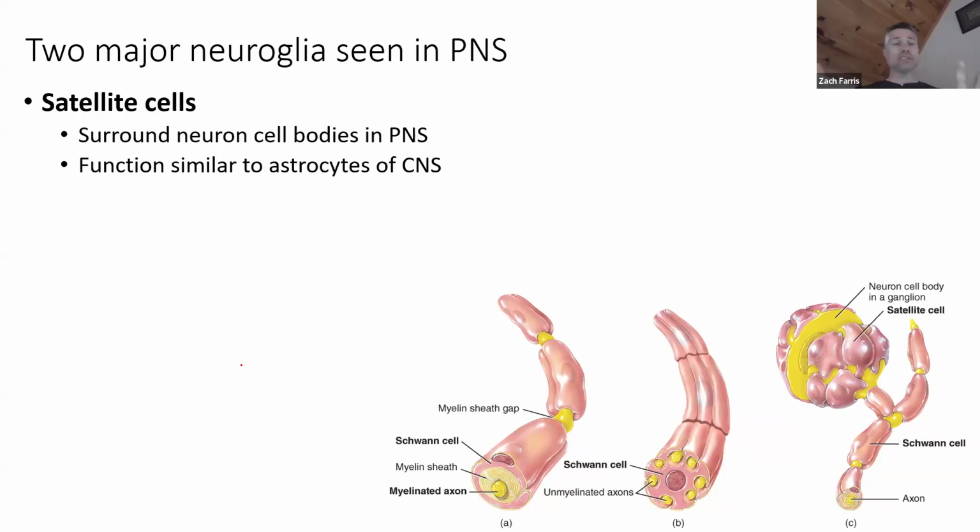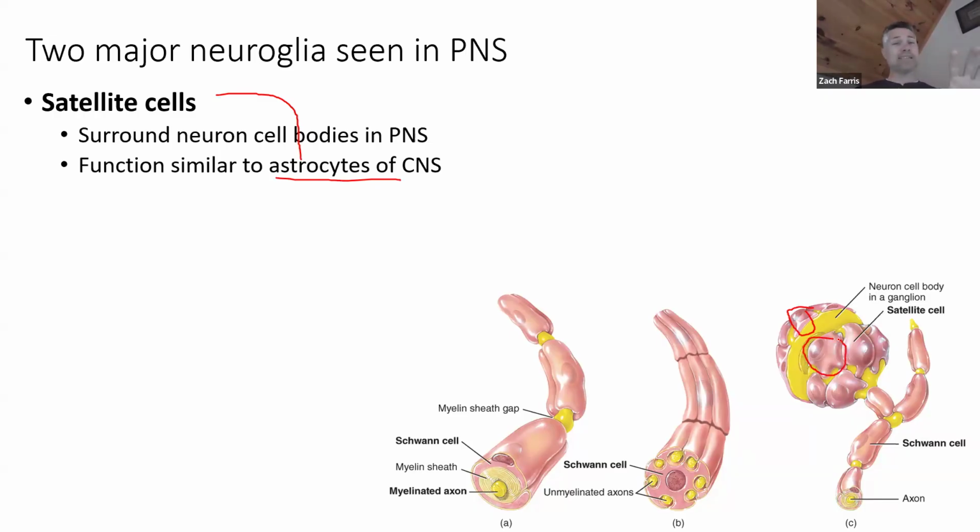Part two of this lecture is figuring out all of these cells, all of these neuroglial cells. Just as a reminder, and I'm going to do some really terrible drawing today, satellite cells are the same thing as astrocytes. Astrocytes and satellite cells are both the exact same thing. Here they are right here. These are supporting cells that wrap around a neuron cell body, one singular neuron cell body.